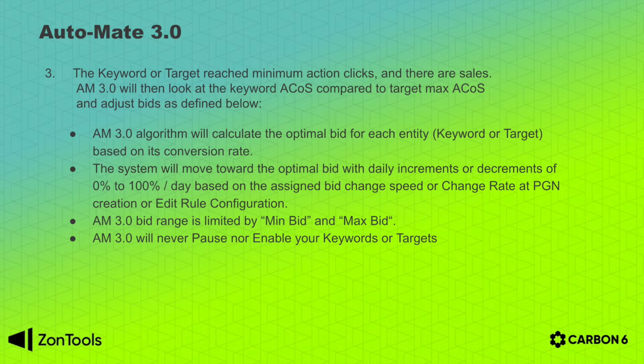Automate 3.0 will then look at the keyword ACOS, compare it to the target max ACOS, and adjust bids as defined below. Automate 3.0 algorithm will calculate the optimal bid for each entity, keyword or target, based on its conversion rate. The system will move toward the optimal bid with daily increments or decrements of between 0% to 100% per day based on the bid change speed or change rate you have set on your PGN creation or edit rule configuration. Automate 3.0 bid range is limited by the minimum and maximum bid. Automate 3.0 will never pause nor enable your keywords or targets.